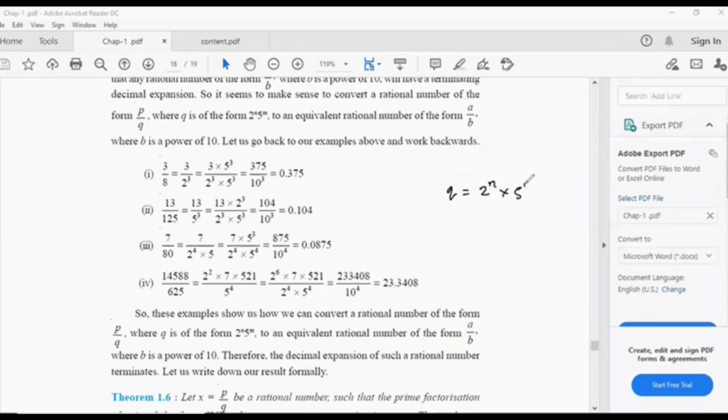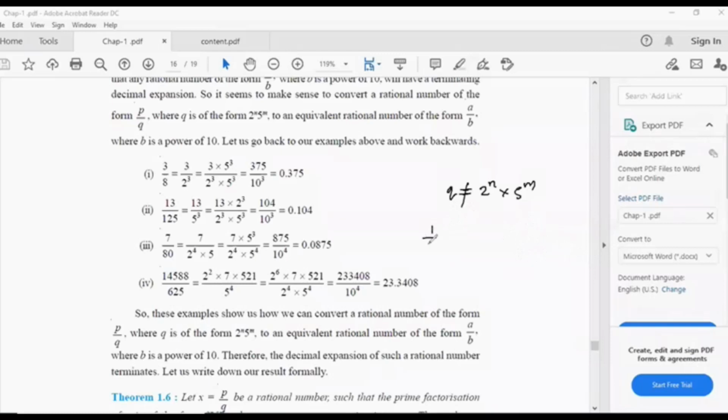So next, if the denominator q is not in the form 2 raised to n into 5 raised to m, what will happen? If q is not in the form, the decimal form will not terminate. If it is not terminating, what's the method to find the decimal form? You simply use the long division method.